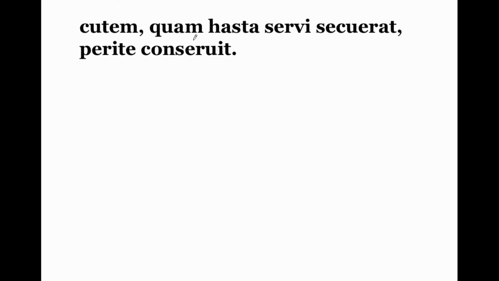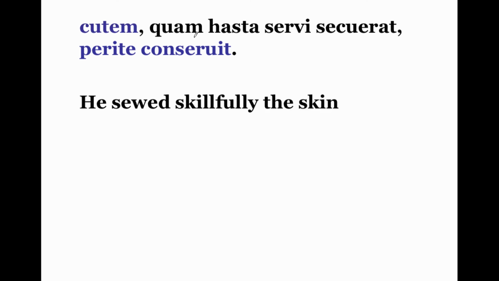Cutem, quam hasta servi secuerat, perite conseruit. Okay, so again, frequently we have to start with the main verb, which might be the last word in the sentence. He sewed. What did he sew? How did he sew it? Perite, skillfully. Only now we run all the way back to the beginning to pick up our direct object, cutem. He sewed skillfully the skin.